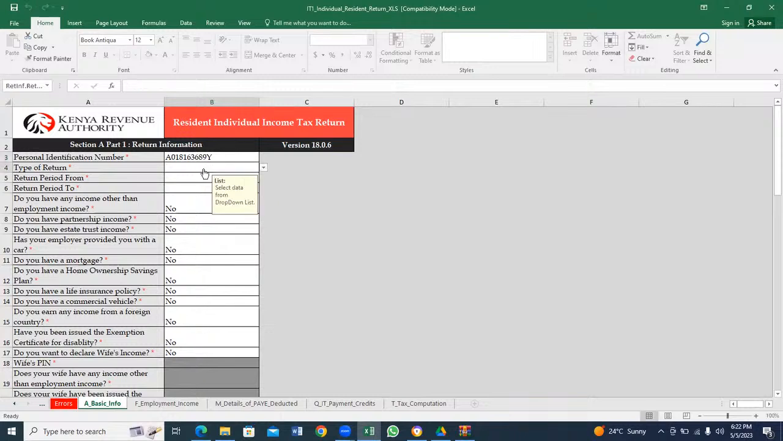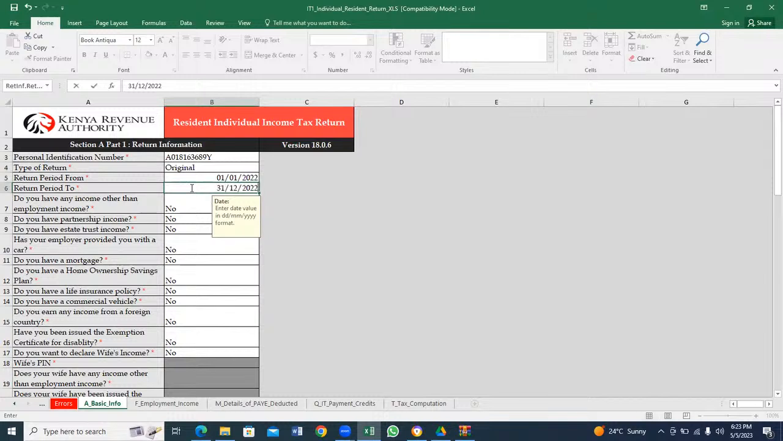Then you pick the return type. This is for somebody who has not filed an original return, so we are filing it for the first time. Then we pick the return period, which is 01/01/2022. Then we come here, the period 2 becomes 31st of December 2022.